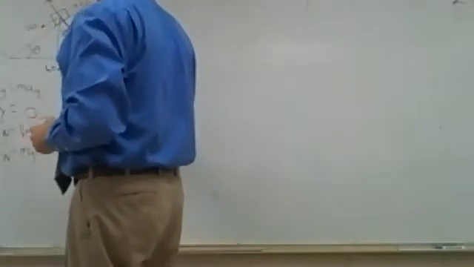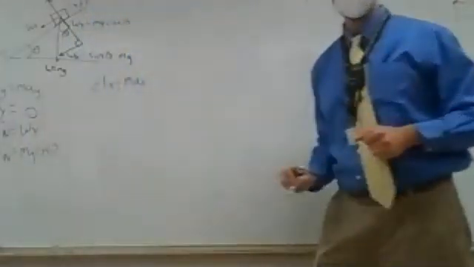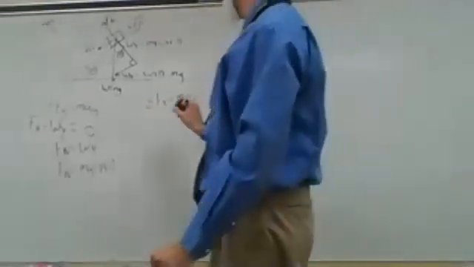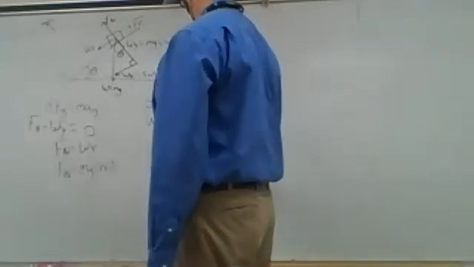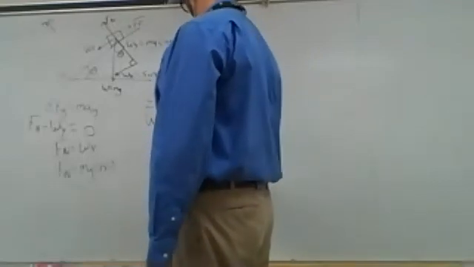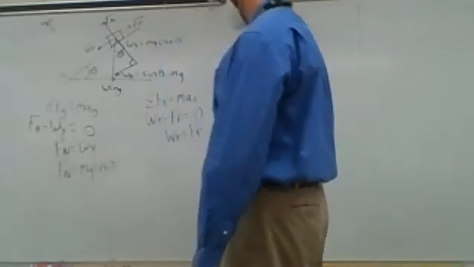The sum of the forces in the x direction is still equal to mass times acceleration, which is 0. And so we've got the x component of weight minus the frictional force equals 0. So just at that moment before the critical angle, the x component of weight is equal to the frictional force.